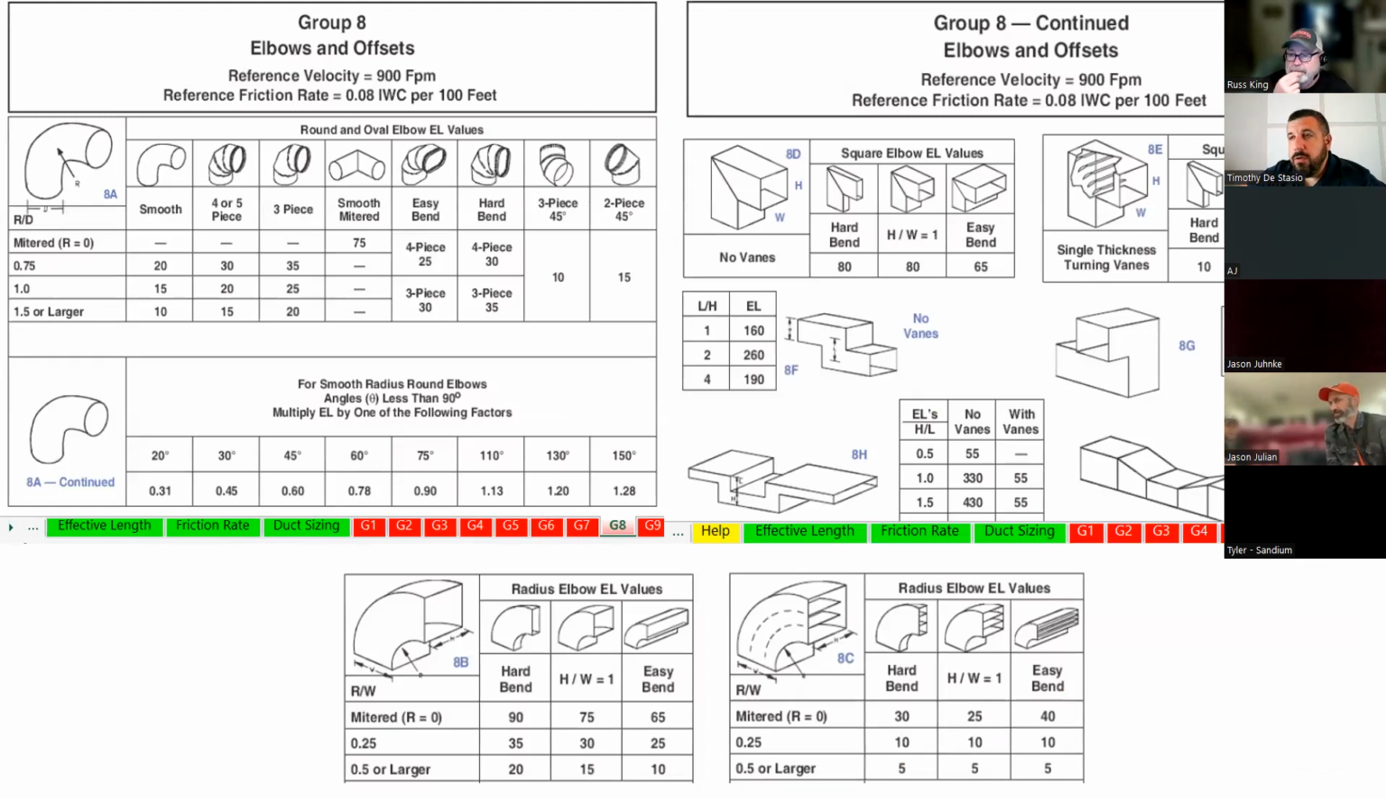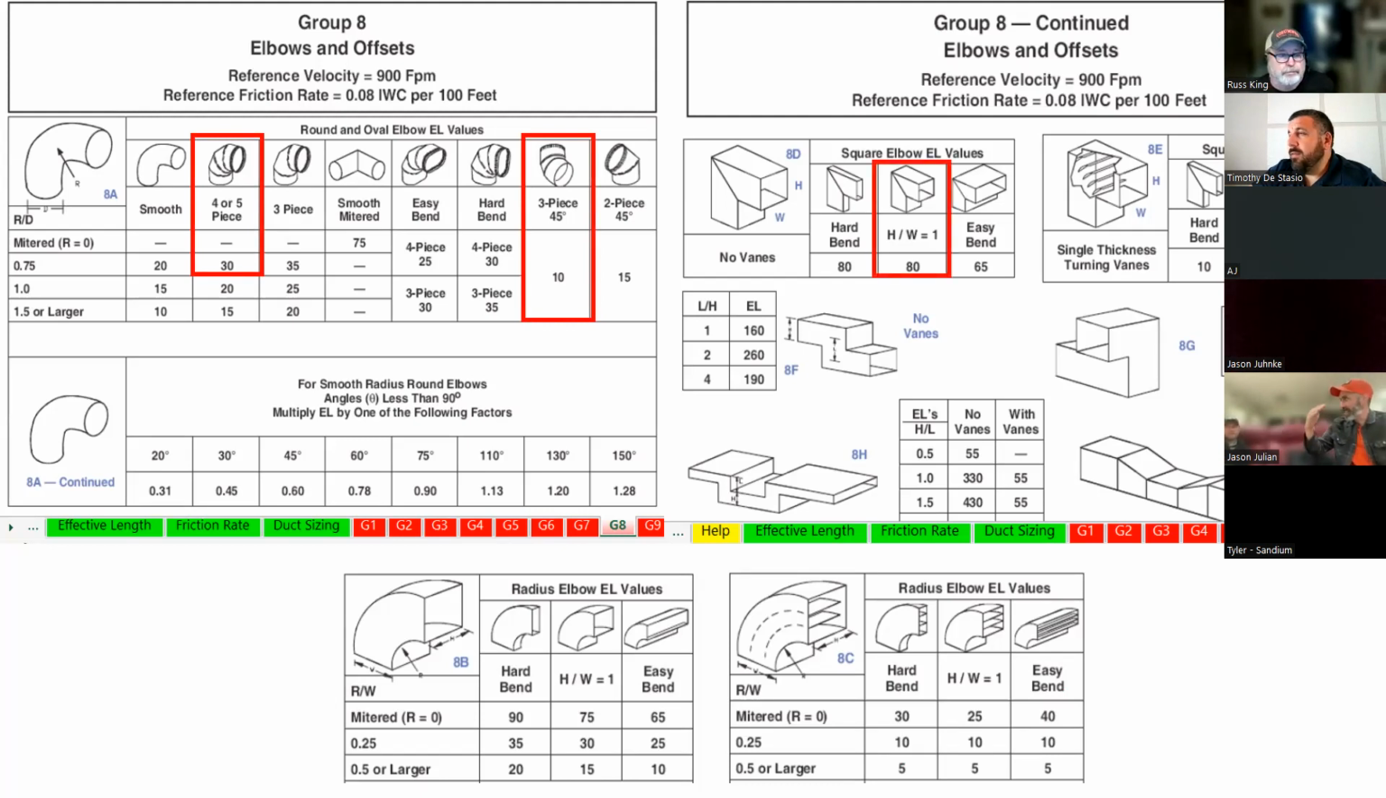Some things that you can do to try to save on friction rate is use better fittings. Another thing is, instead of using a 90, if you could use two 45s, you're going to save about 10 feet of total equivalent or effective length. Not a lot. It's not going to move the needle a lot, but in the aggregate, it might help.